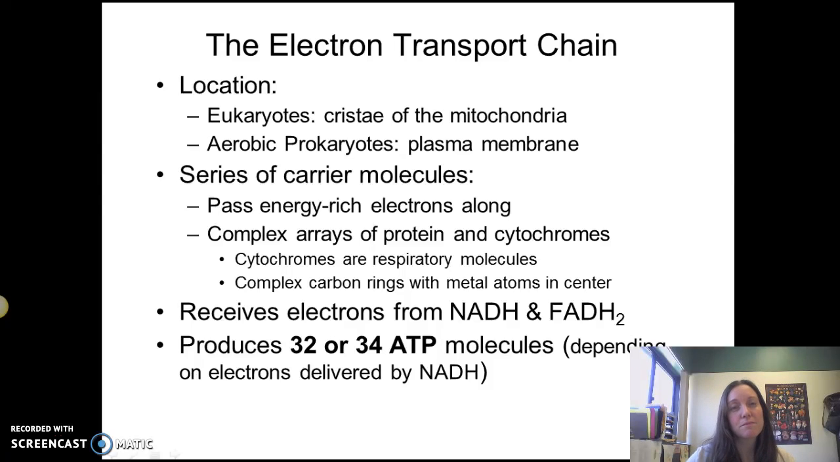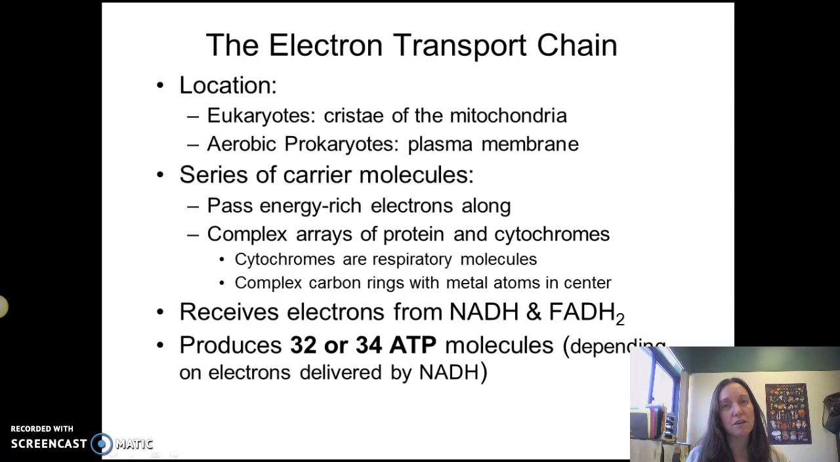These molecules of the chain need to be on a membrane. And so eukaryotes have this in the mitochondria, but what about those prokaryotes, the archaea and the bacteria? Well, they don't have mitochondria, so their electron transport chain is located on the plasma membrane.